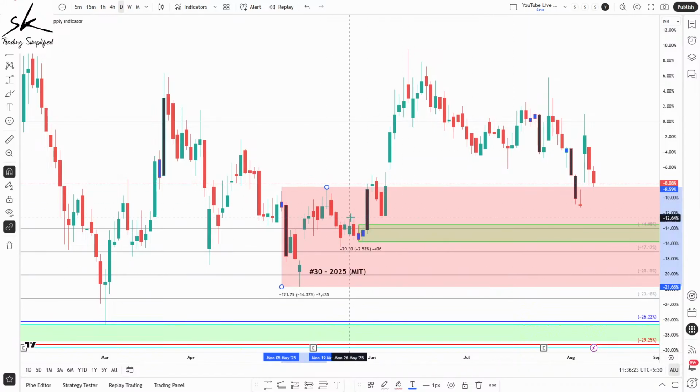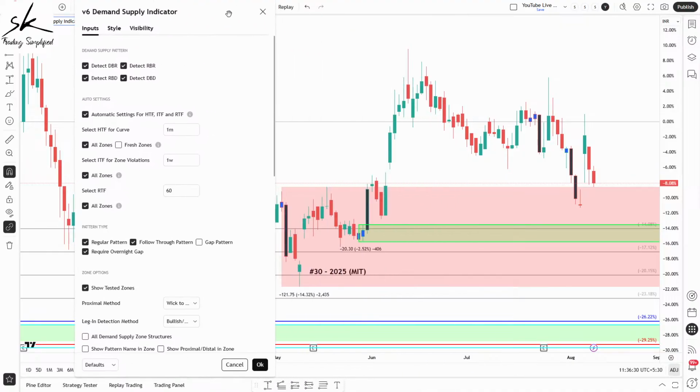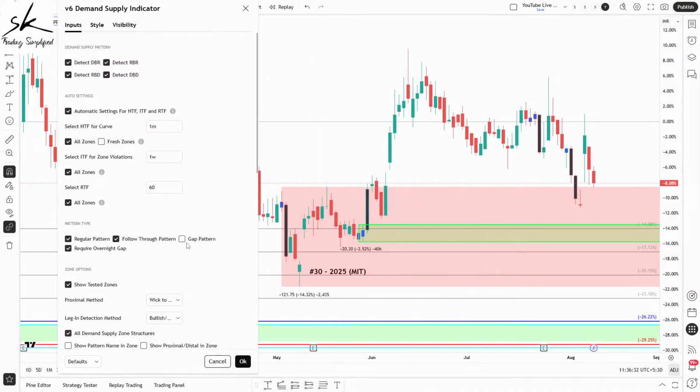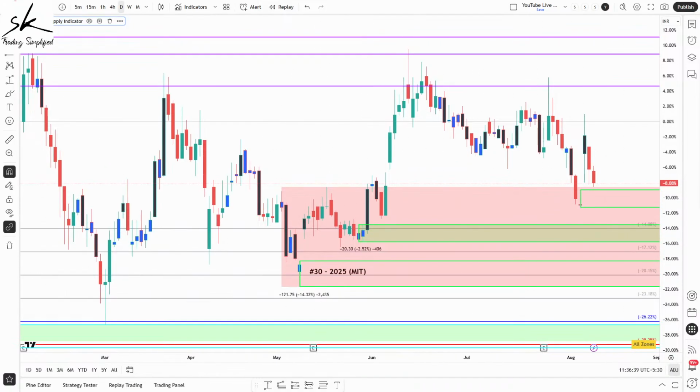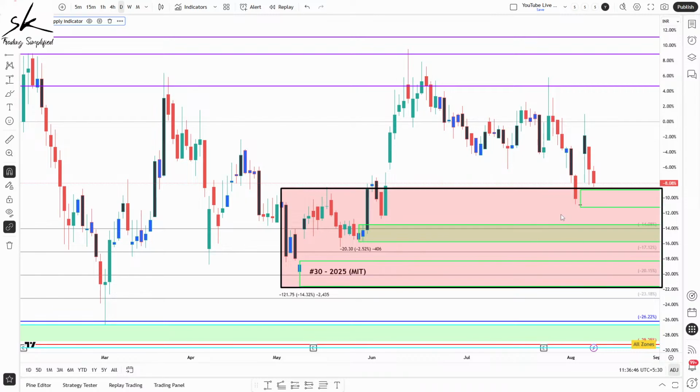So since we have a coinciding level, we also need to check, do we have only one zone or do we have multiple zones? So if I enable all demand supply structures and I also enable gap zones, you will see it is identifying now quite a few areas for us. So what you can see now is that this is my intermediate time frame zone, inside of which we have this as the very first zone, which is because of a gap. This is the second zone which we were already looking at, and this is the third zone, which is again because of a gap.